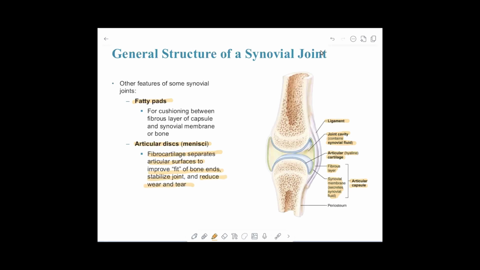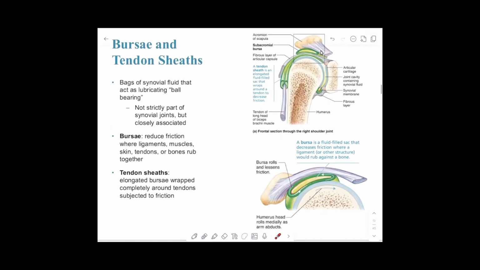So for an athlete, when they talk about tearing a meniscus, this is exactly what they are referring to. The next supporting group of structures are called bursa and tendon sheaths. Both of these are basically bags of synovial fluid that lubricate the ball bearings. So they're not strictly part of the joints, but they're closely associated.